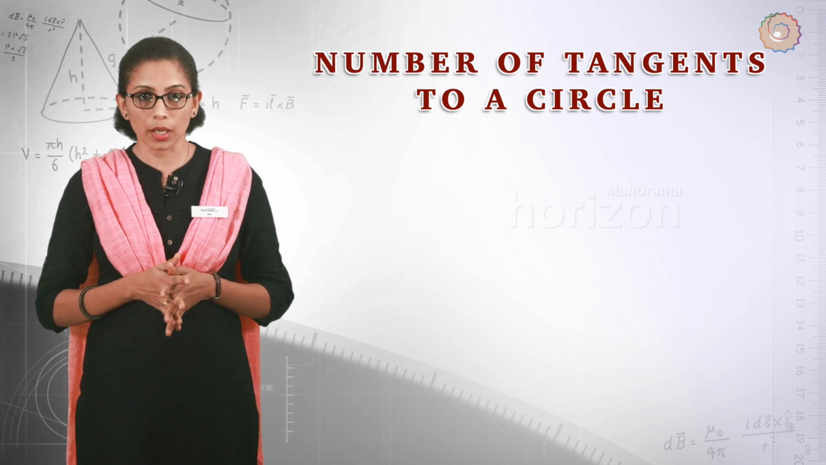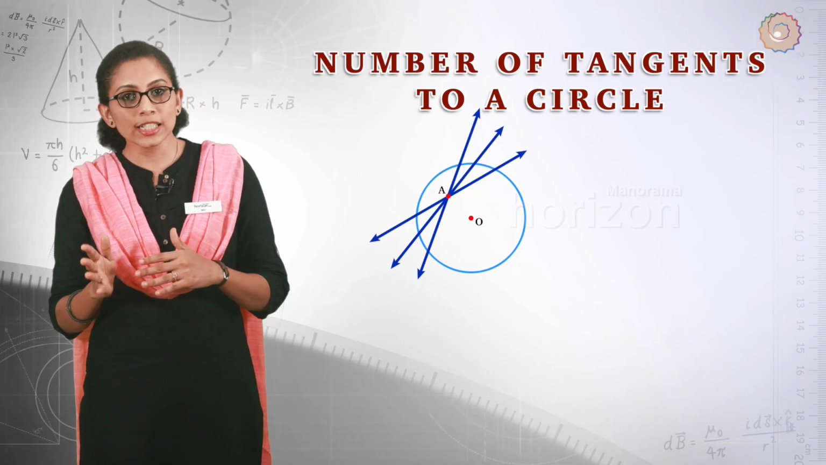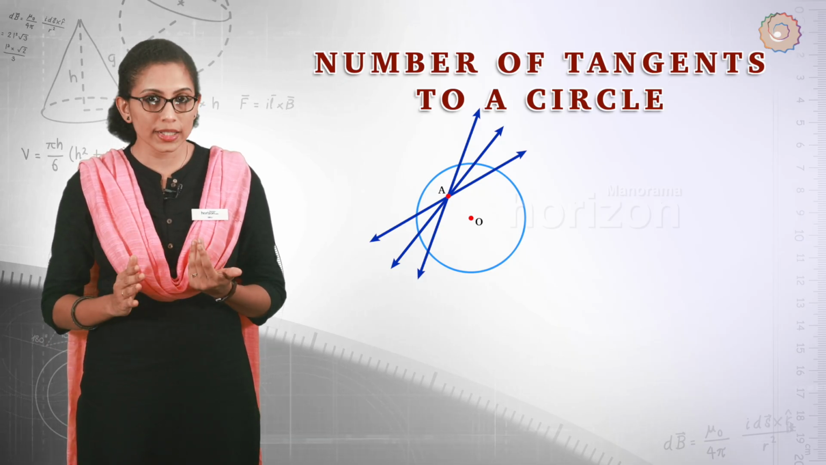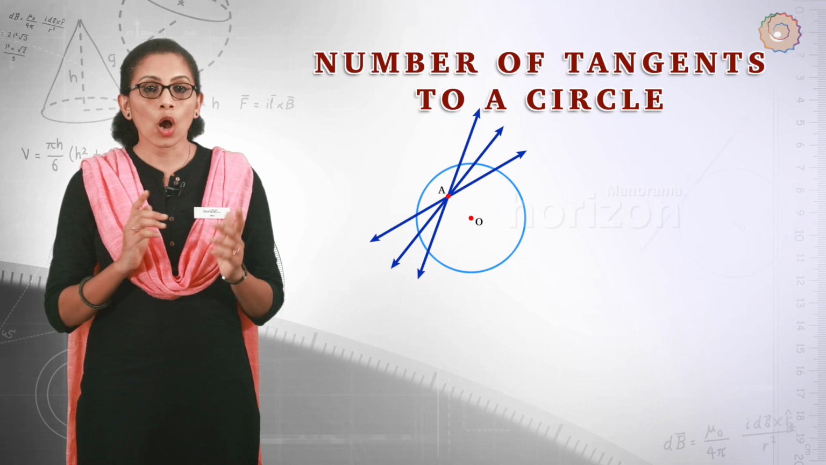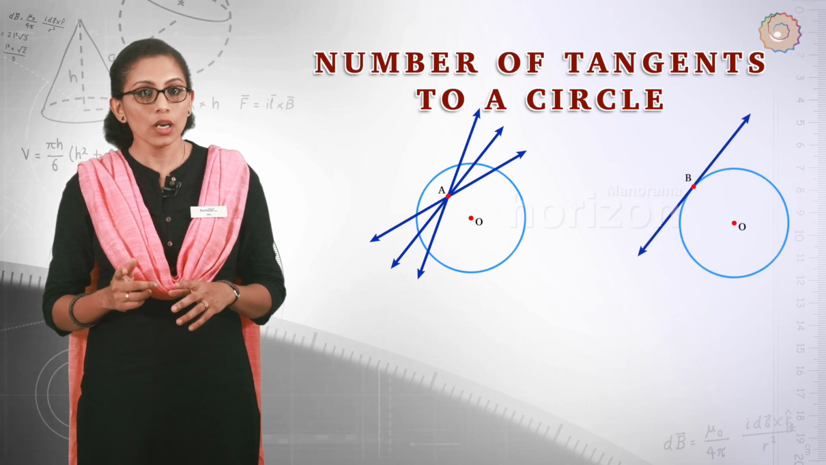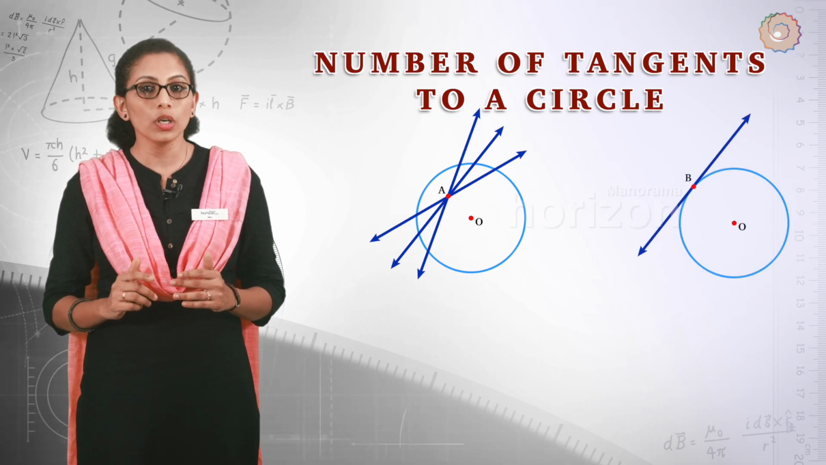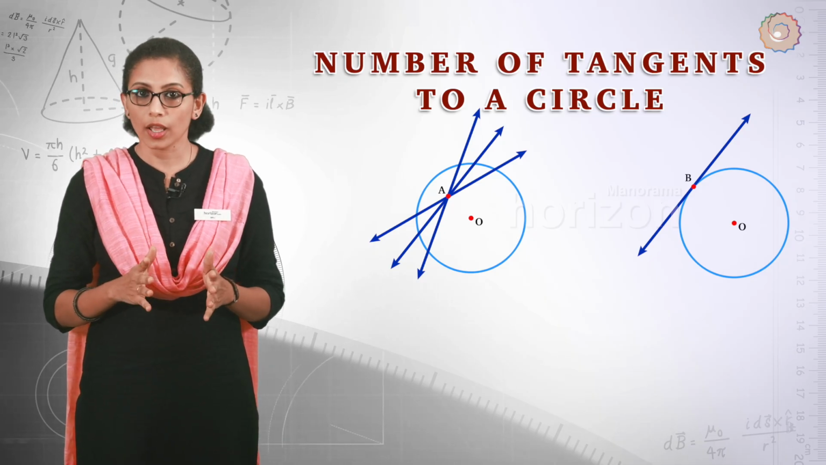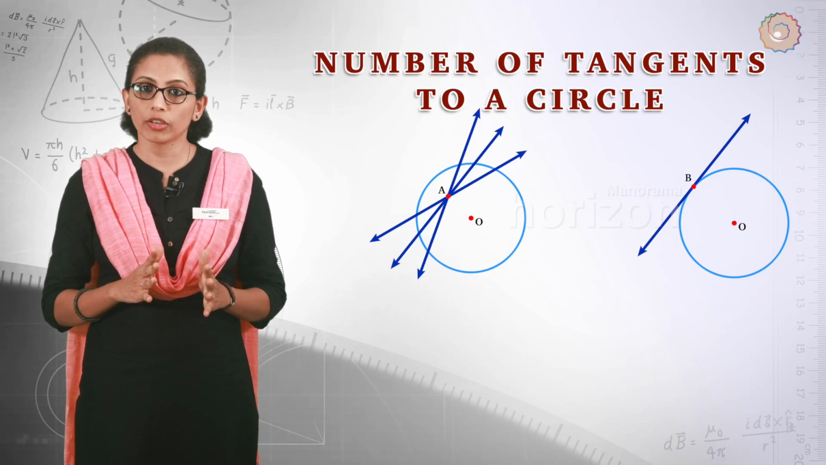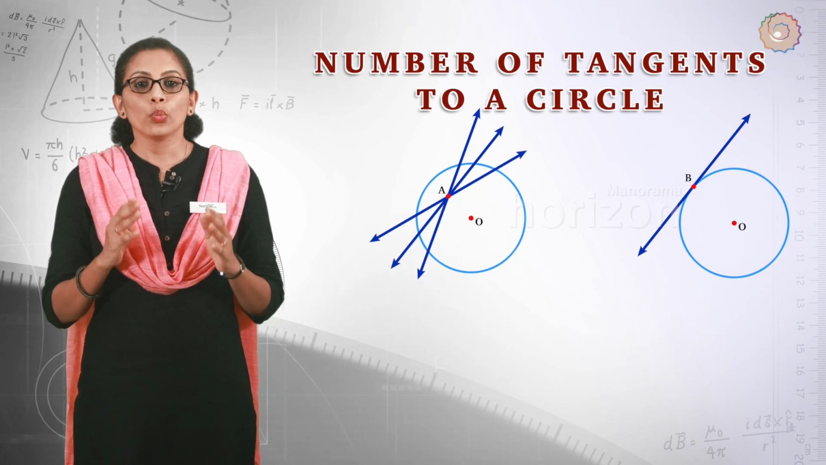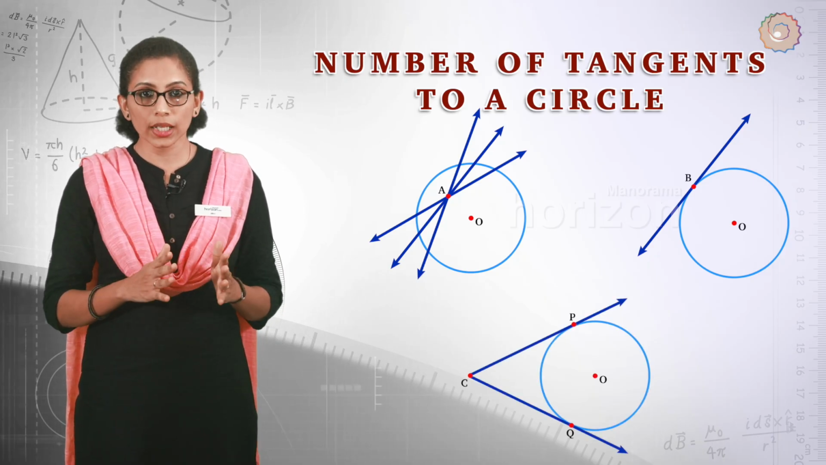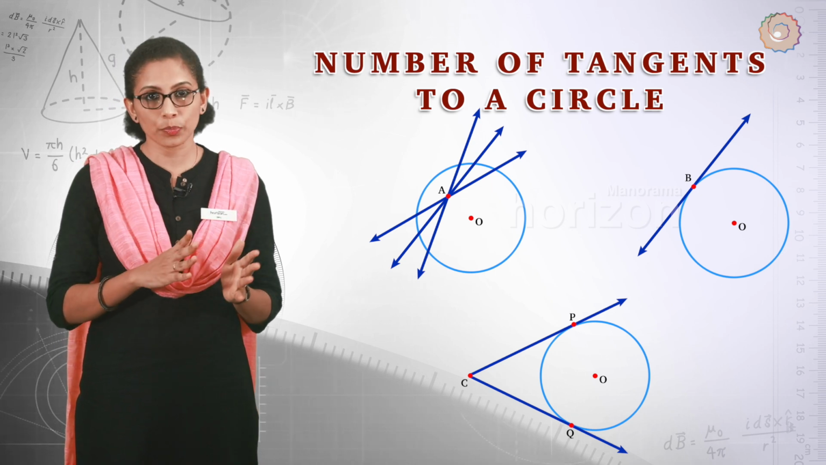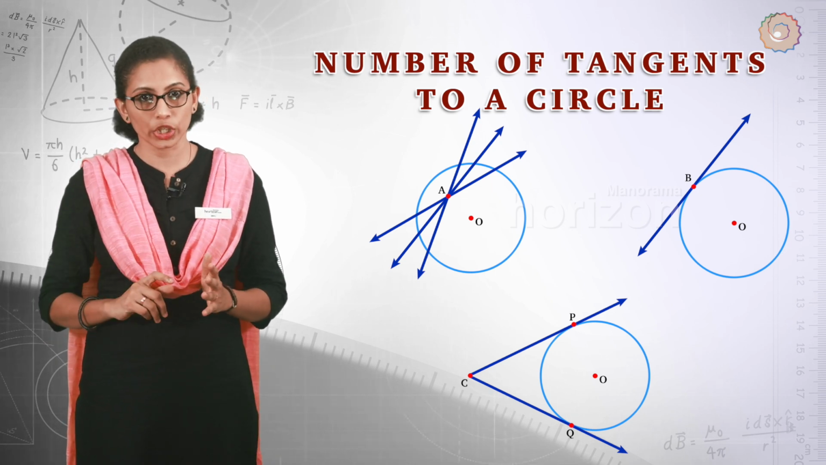Let's have a look at this table. When point A lies inside the circle, no tangent can be drawn to the circle through this point. Now when point B lies on the circle, how many tangents are possible? Only one tangent can be drawn to the circle at this point, and it is perpendicular to the radius through this point. When point C lies outside the circle, 2 tangents can be drawn to the circle from this point, that is CP and CQ.